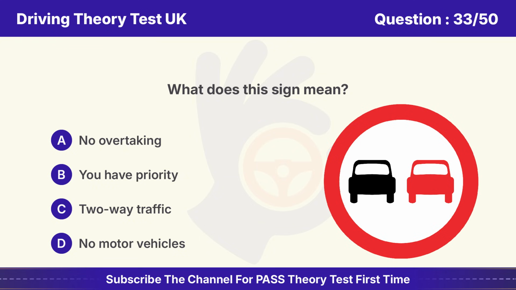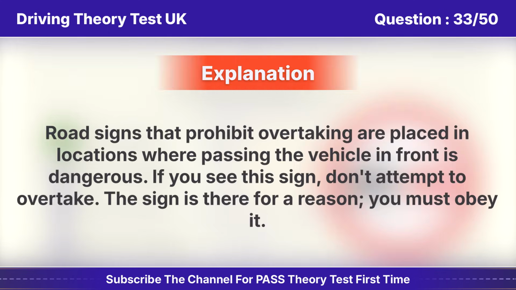Question 33. What does this sign mean? Answer is A. No overtaking. Road signs that prohibit overtaking are placed in locations where passing the vehicle in front is dangerous. If you see this sign, don't attempt to overtake. The sign is there for a reason. You must obey it.